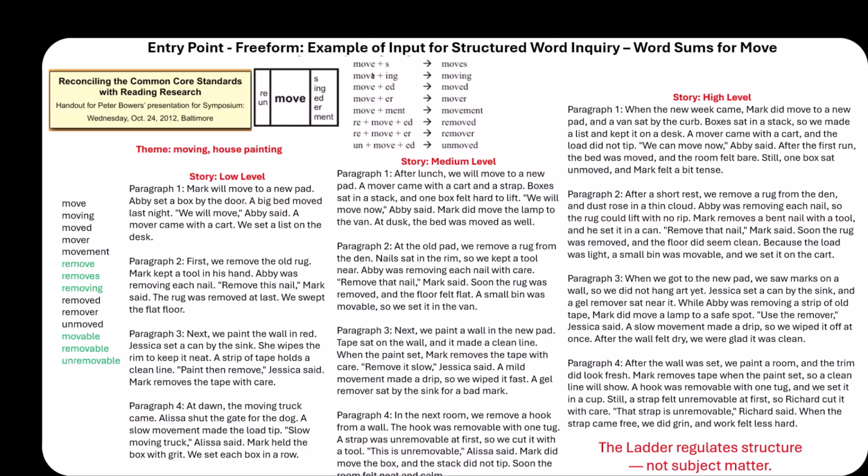The final example of the free-form entry point is from a structured word inquiry. Make the list of words from your word sums, and enter them in the training list. Review words may also be entered. Generate sentences, paragraphs, and/or 3 levels of stories.